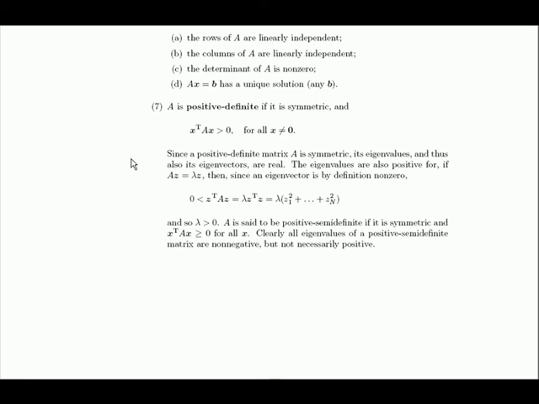Now, there's an equivalent definition of positive definite, which is that it's symmetric and X transpose AX is strictly positive for all non-zero vectors X. Remember, since X and AX are vectors, that just means the dot product of X and AX has to be positive for all non-zero X. Those are equivalent definitions, not immediately obvious.